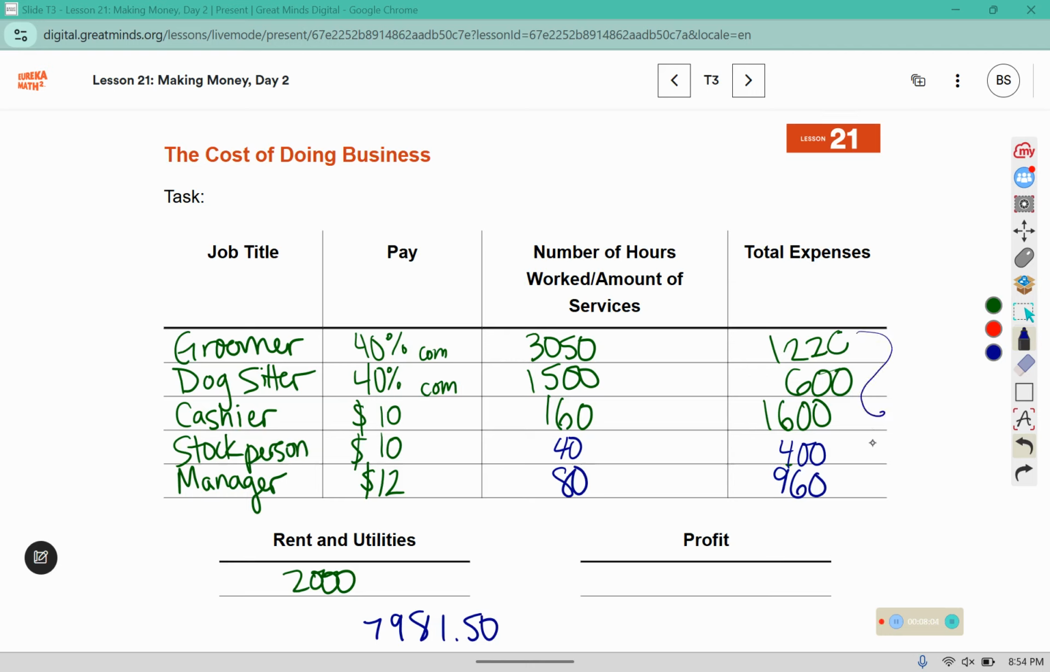If we added all of these up with our 2,000 for utilities, would I make a profit now? That would give me a total of 5,560. Oh, I'm missing that top one. 6,780. So that would give me a profit of $1,201.50.